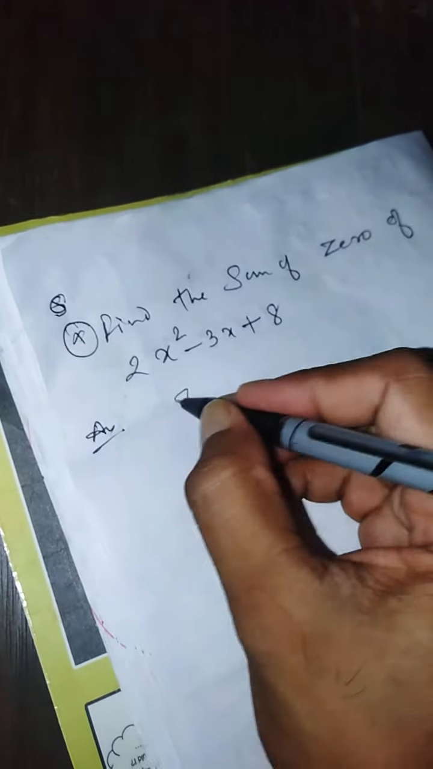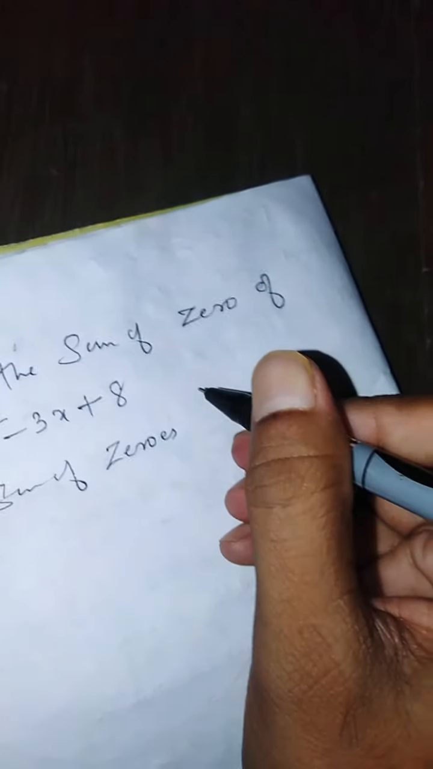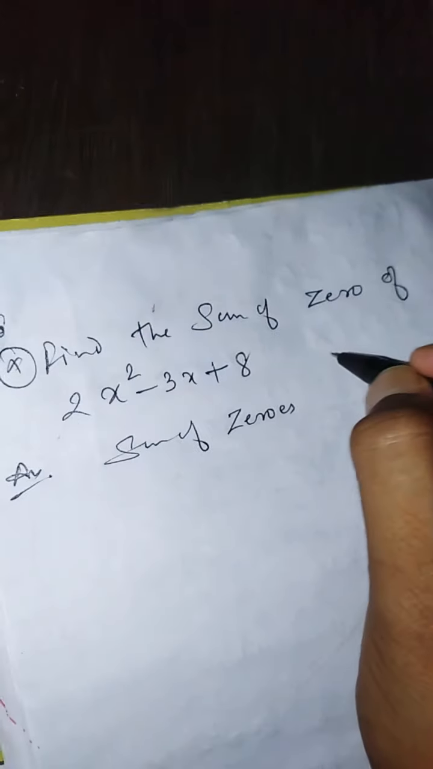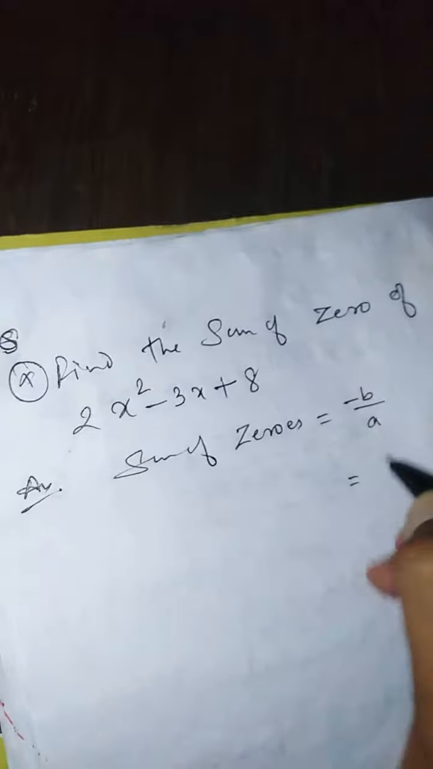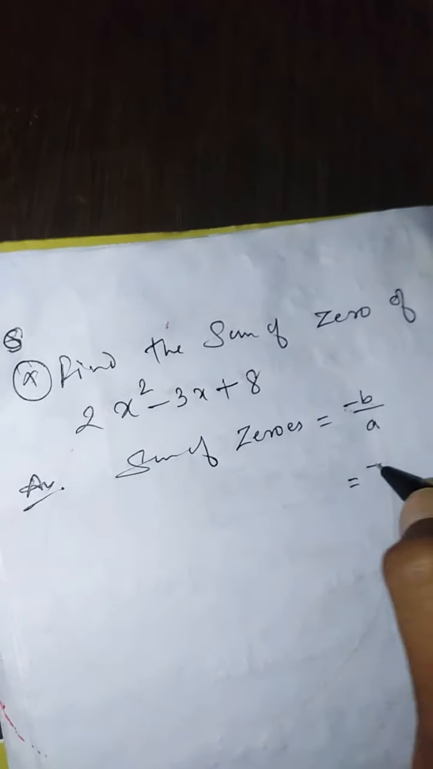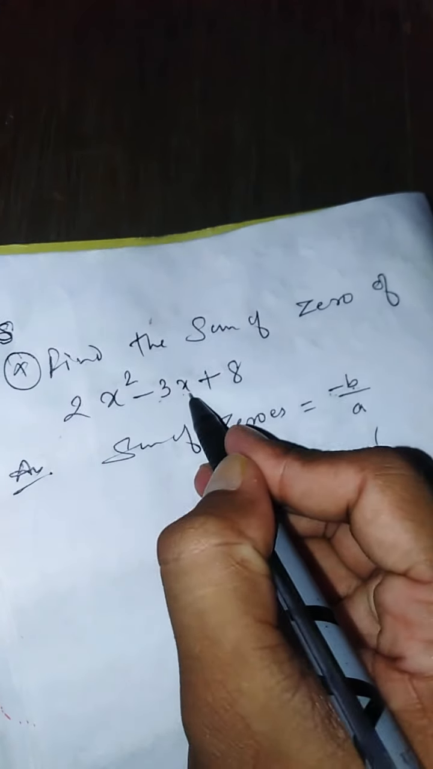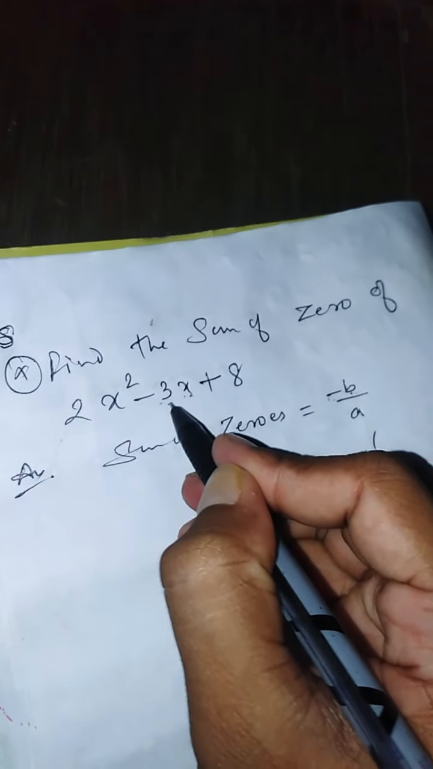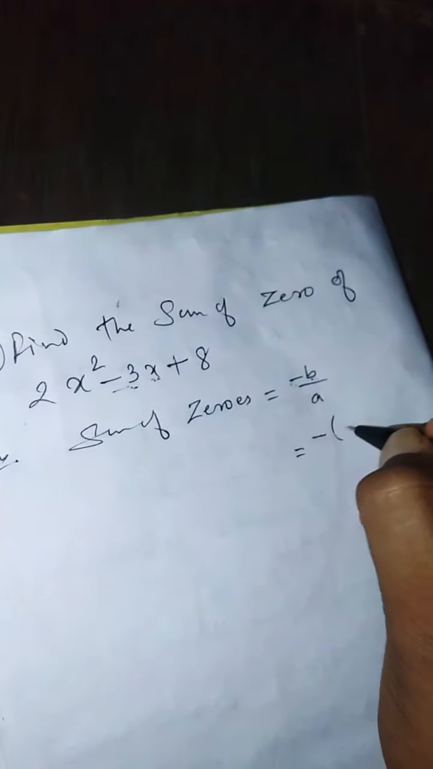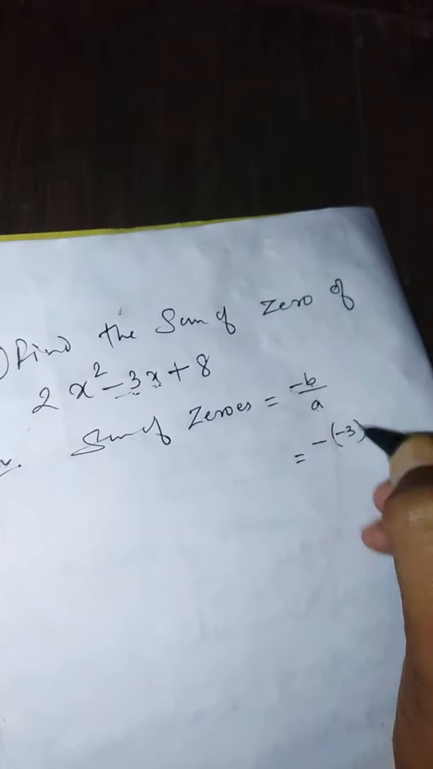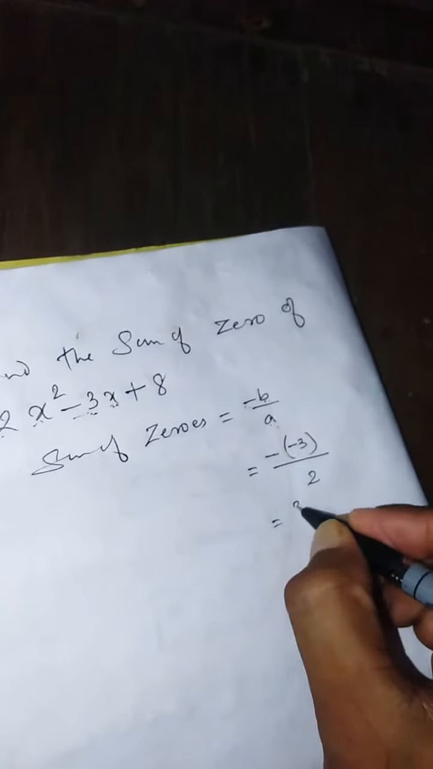Since they are asking the sum of zeros, the sum of zeros will be equal to how much? What is the formula? Minus b by a. You have to put minus, and then comes b. B means the coefficient of x. So what is the number present before x? It is not 3, it is minus 3. Keep in mind, the coefficient of x is minus 3, so you have to put minus 3. Then comes a. A means the coefficient of x square, which is 2. So the answer is 3 by 2.